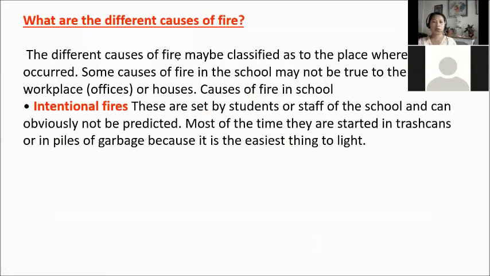So what are different causes of fire? So maraming causes yung fire, but then depende ito sa place na mangyayari. Some causes of fire in the school may not be true to workplaces or to houses. So causes of fire in school, first is intentional fires. So these are set by students or staff of the school and obviously not be predicted. Most of the time, they are started in trash cans or in piles of garbage because it is the easiest thing to light.